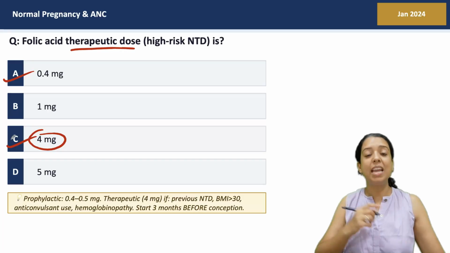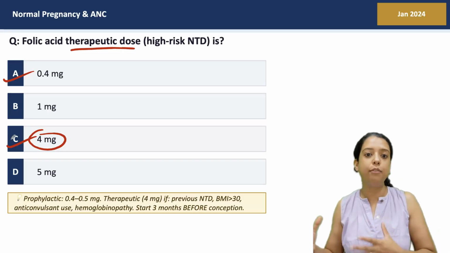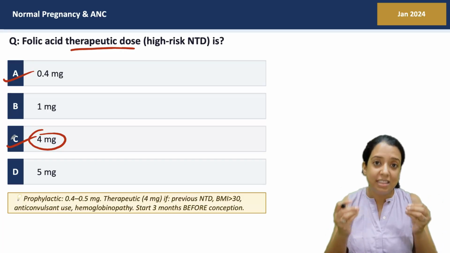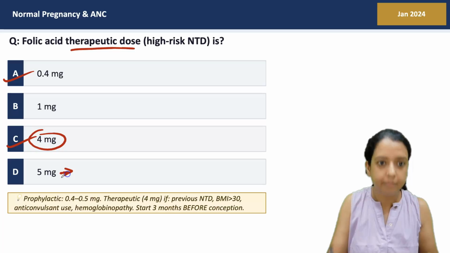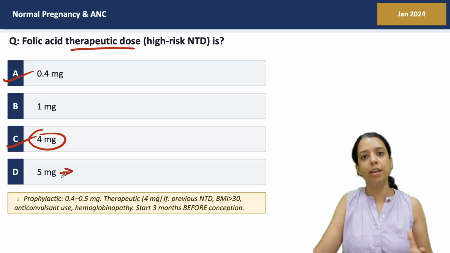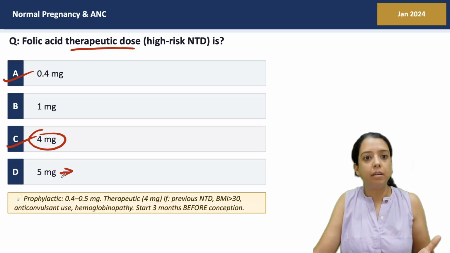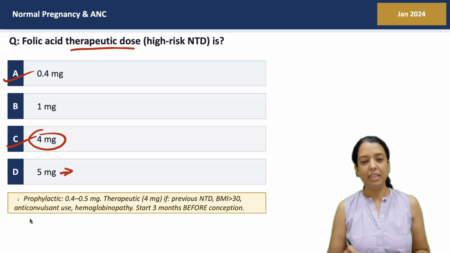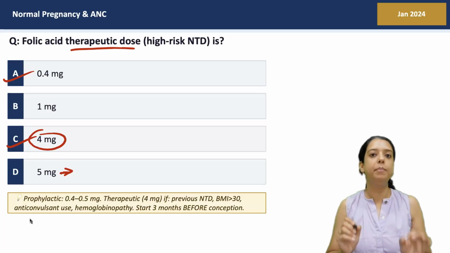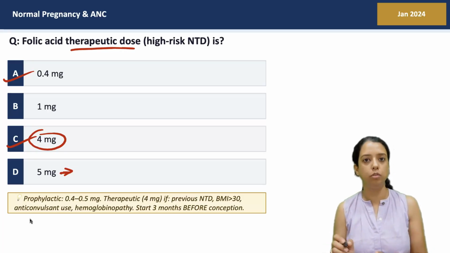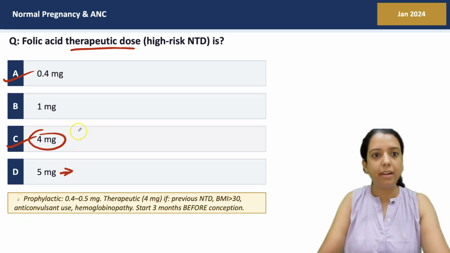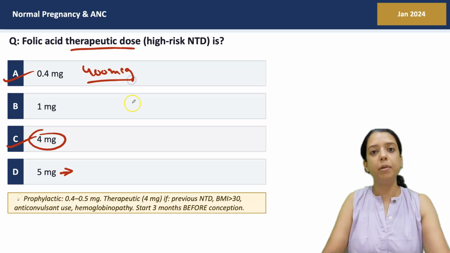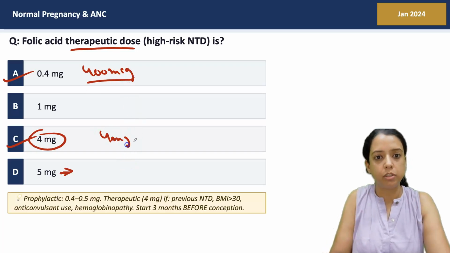Now, a question: in Indian iron folic acid tablets, the dosage of folic acid used in the tablets is 5 milligram. We generally get a tablet of 5 milligram, which is more easily available. But remember, the therapeutic dose is 10 times the normal dose. For preventing neural tube defect, the dose is 0.4 mg or 400 mcg, and the therapeutic dose is 10 times higher, which is 4 mg.